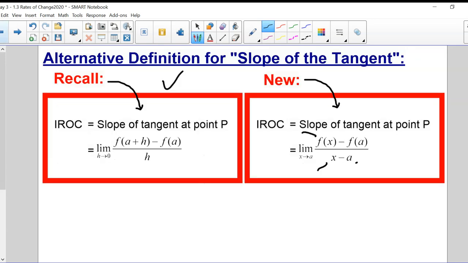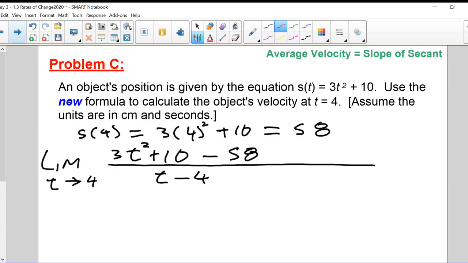Let me go back and show you again. f of x is this thing here. What is the actual function? It is simply the x. In our case, it's t, but just a different letter. So 3t squared plus 10, that's your function. We're not substituting anything into it. We're just putting the function itself, then minus the 58 divided by t minus 4. Okay, well, so that's going to be the limit. Am I still on black?